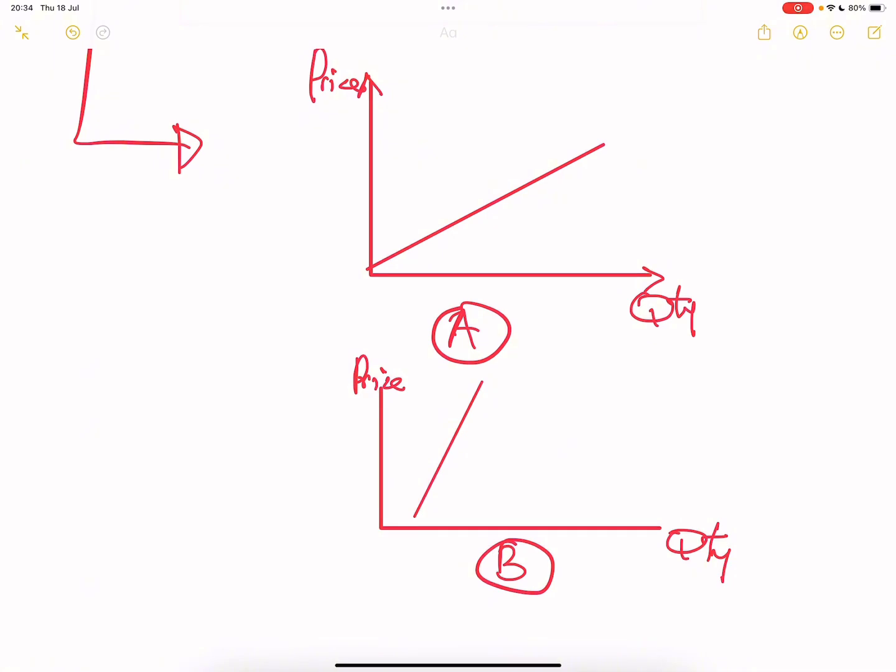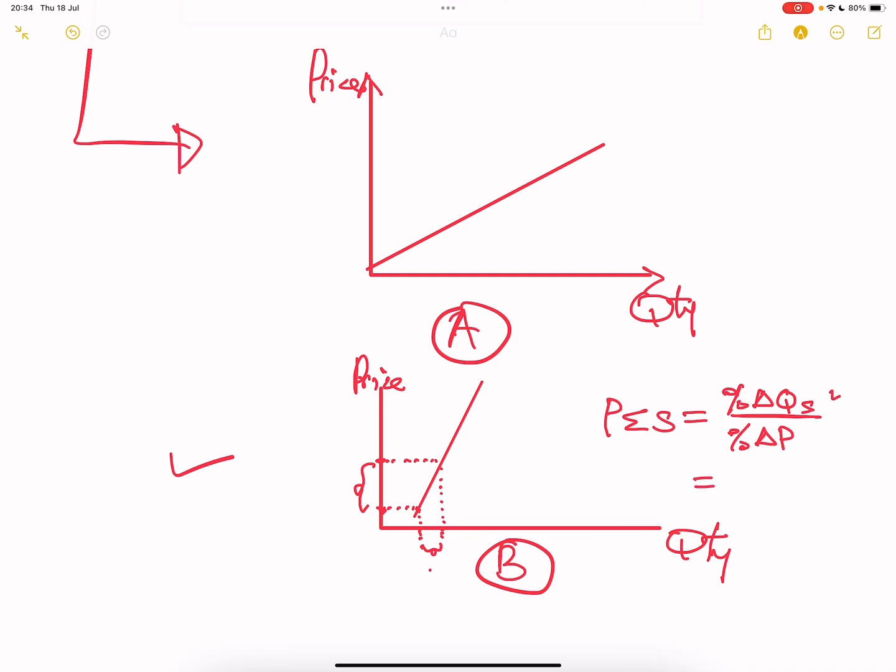Looking at the graph. Let's look at B first, this one. This is price. Look at how price has changed from here to here. Huge change here. But let's look at how the quantity has been affected. Look at it, just little. So for this graph, you discover that your price elasticity of supply, which we said is percentage change in quantity supply divided by percentage change in price.